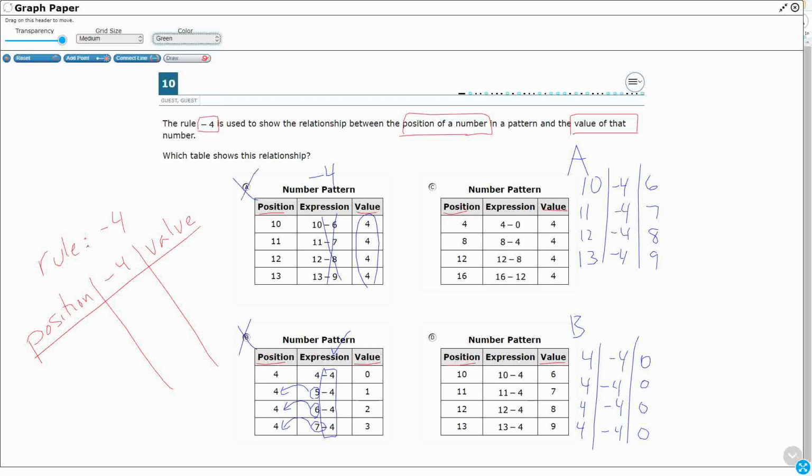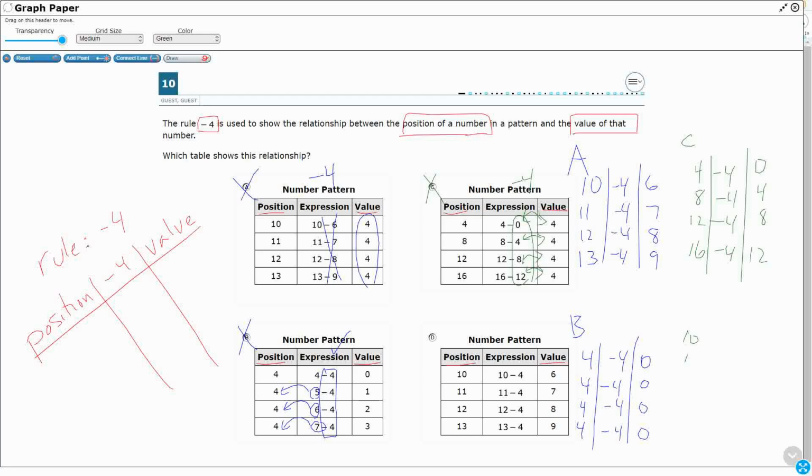Let's take a look at C. All right, so we're going to do C right here. And we've got different positions, at least 4, 8, 12, 16. The rule is -4. So we should get values of 0, 4, 8, and 12. But look, they put those values right there to get to a value of 4. So they're not following the rule. It should be a -4. So if these were swapped, once again, this would be fine. So this is another incorrect answer.